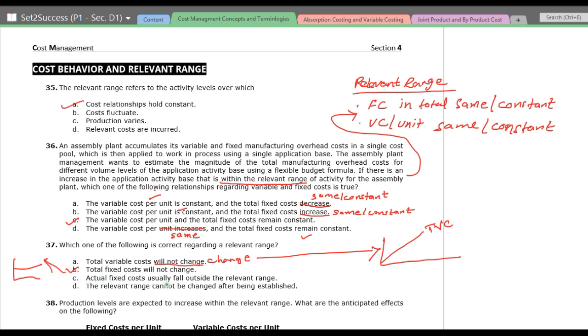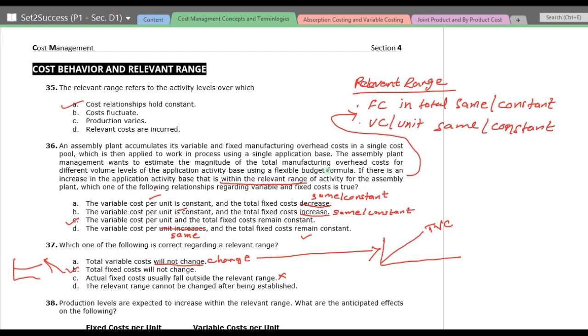Actual fixed costs usually fall outside the relevant range? No. The relevant range cannot be changed after being established? The relevant range can always be changed. It's not that it cannot be changed, nor that it can always be changed.